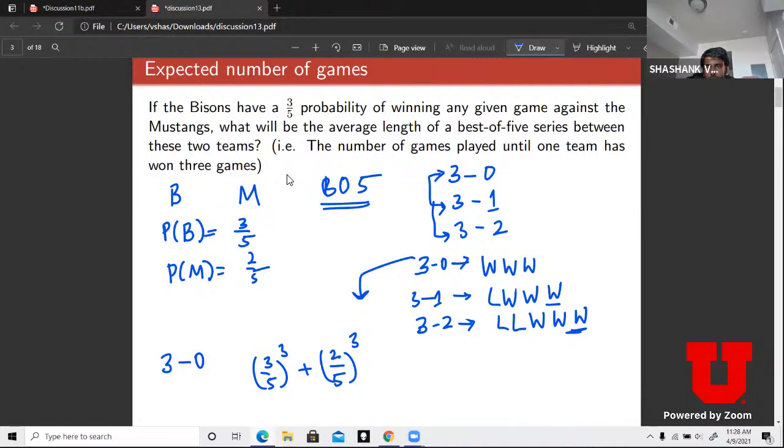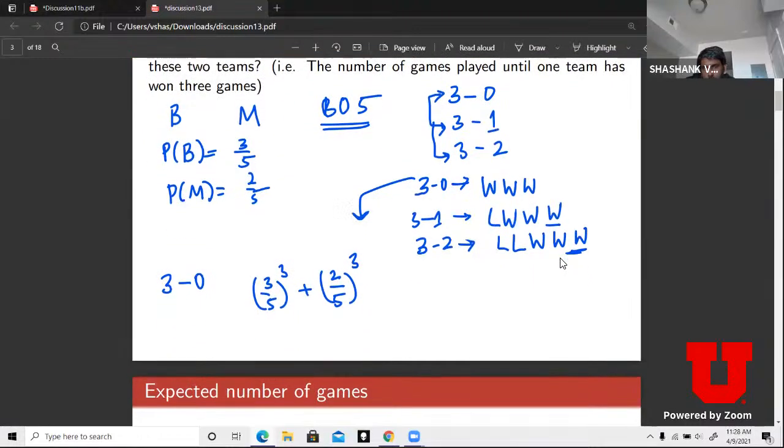So again, let's go down a bit below. 3-1. What do you guys think about this? The condition is that the last game should be a win. If the last game were a loss, just like in this case, it would be extended to another game. So instead of 4 games played, it would be 5 games played. So that'll be 3-1.